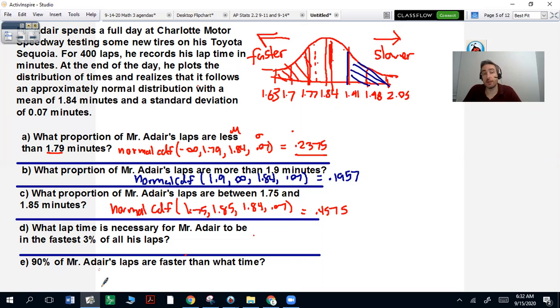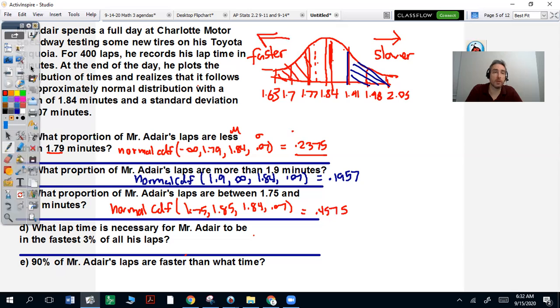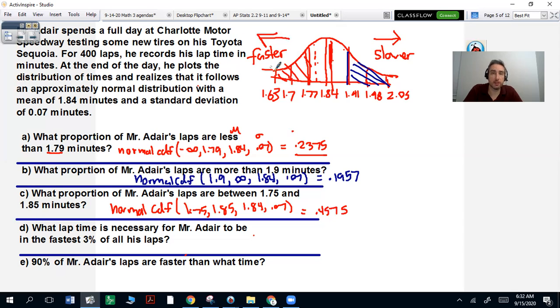So like in letter D, what lap time is necessary for Mr. Adair to be in the fastest 3% of all his laps? Let's talk about what that means first. So the fastest 3%, that's somewhere over here, right? Like faster is going this way. So it's less than some value, which we can find out.